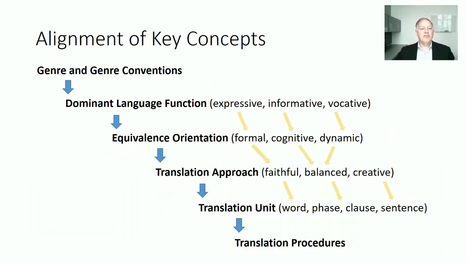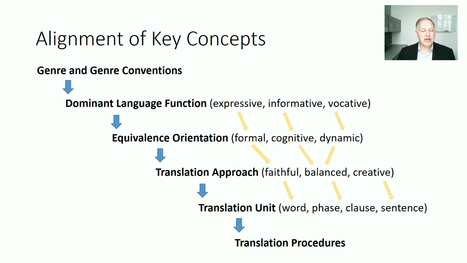All right, and then I'll finish with this slide. This slide shows some alignment between several of the concepts that we've been discussing in this class, starting with genre conventions, right? The genre will often tell us what the dominant or primary language function is, whether it's expressive, informative, or vocative. Based on that, going back to genre, often that will also tell us what are the one or two, and hopefully three to a lesser extent, equivalence orientations that we want to prioritize. That information will point us toward a translation approach.